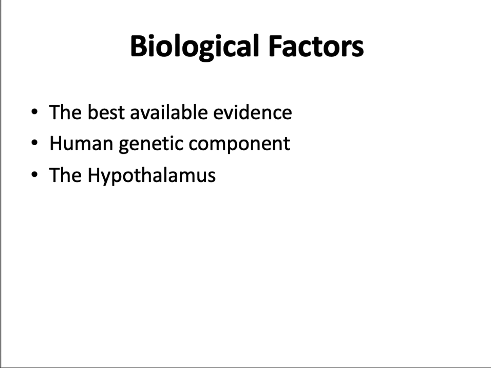Biological factors. The best available evidence suggests that exposure to hormones, especially androgens, in the prenatal environment might play some role in sexual orientation. Researchers found that altering the expression of a single master gene reversed the sexual orientations of male and female flies. It remains unclear how human sexual orientation might be encoded in the genes. Some research suggests the hypothalamus may be related to sexual orientation.